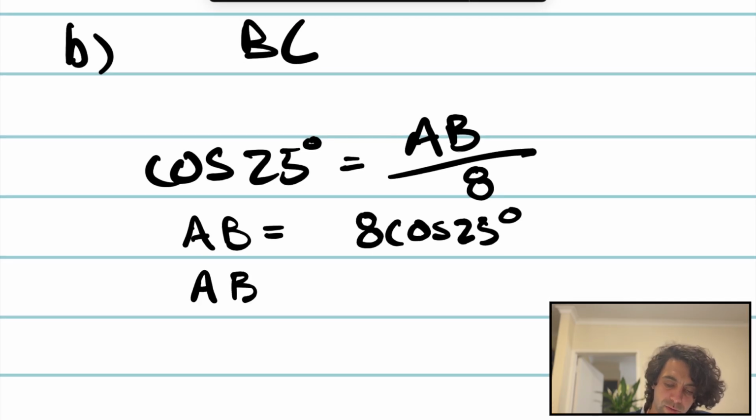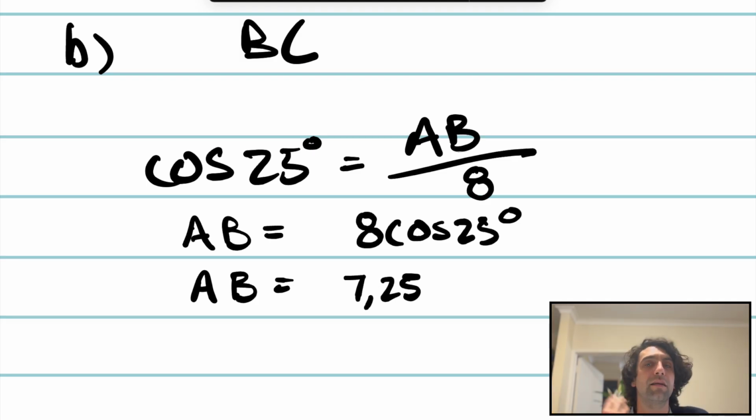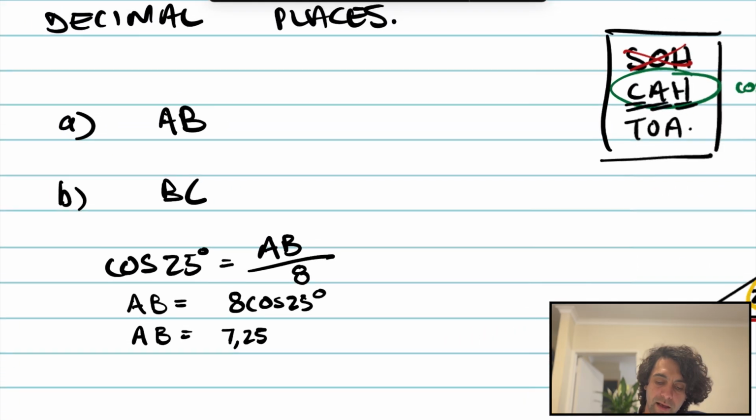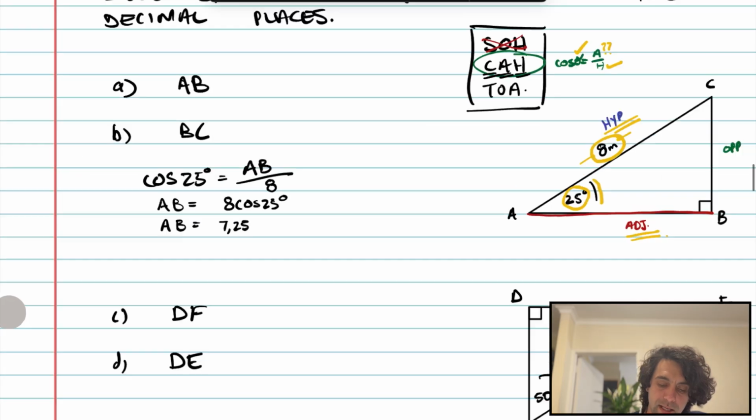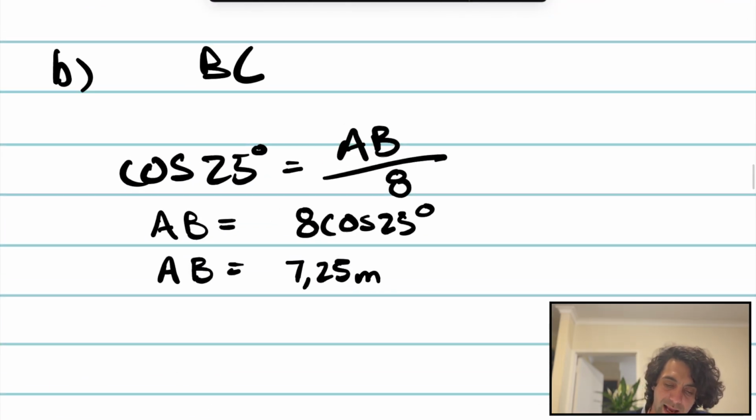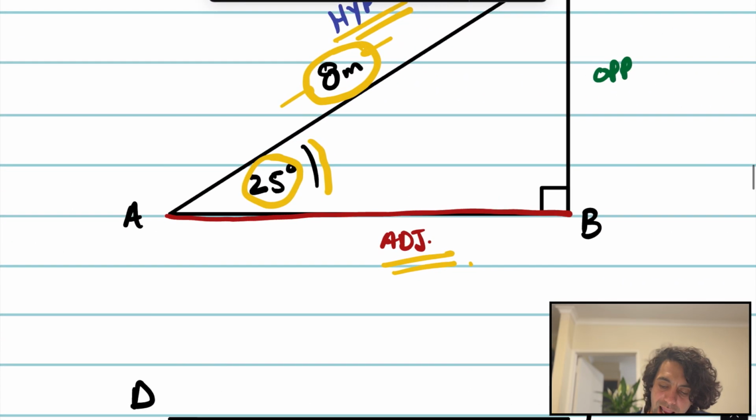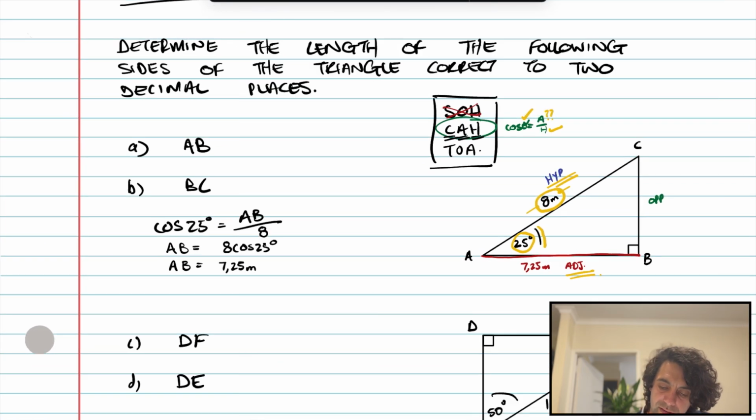Now, what is that equal to? All you have to do is punch that directly into your calculator. Literally press 8 cos 25, and make sure to close the bracket after your 25 degrees. What we find is we get 7,25 when I round to the second decimal place. Now, what are our units? They said it was 8 meters, and this is the length of side AB. That means AB is 7,25 meters. You see that?